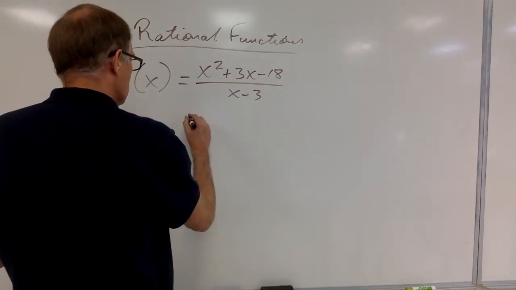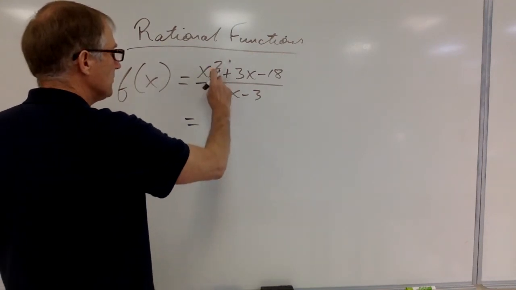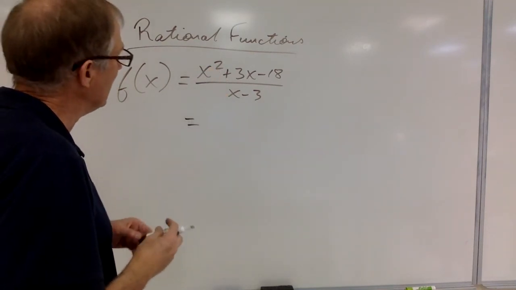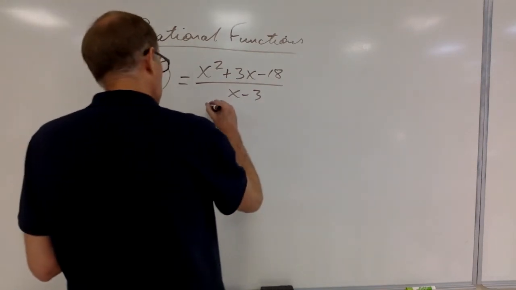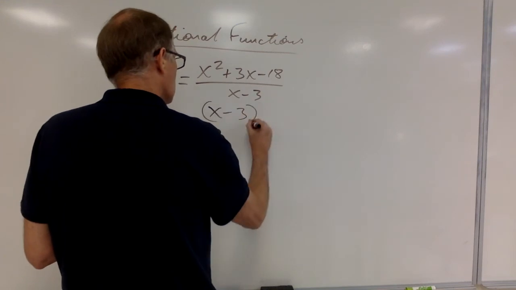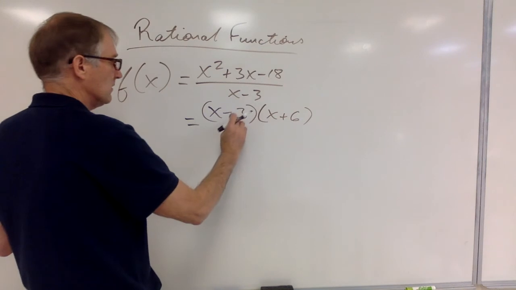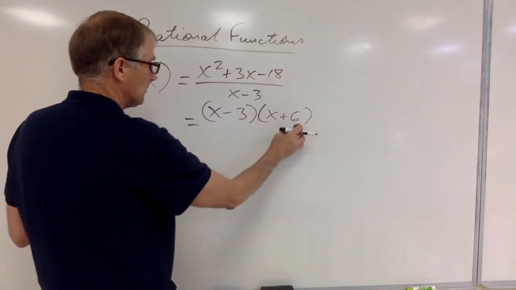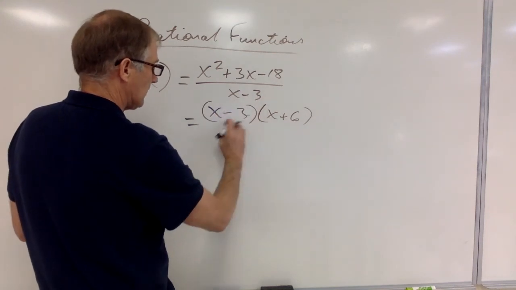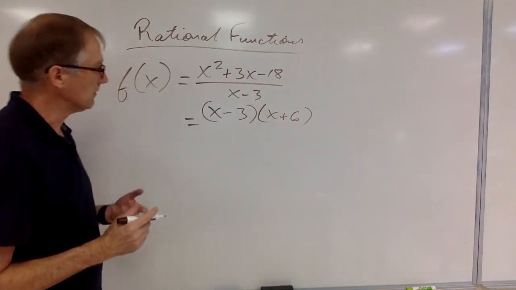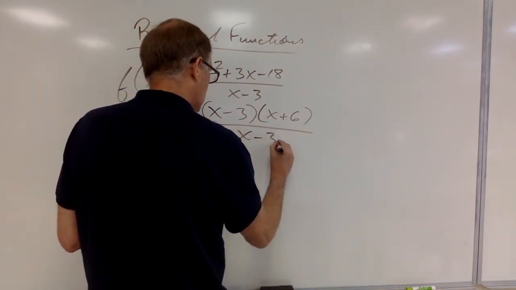First thing we're going to do is factor the numerator. This is x minus 3, x plus 6, I think, isn't it? X minus 3, x plus 6. Let me just double check. Yeah, it is. X times x is x squared. Negative 3 times 6 is negative 18. And FOIL it, so that's 6x minus 3x is positive 3x. That works. And this is divided by the denominator, which is x minus 3.